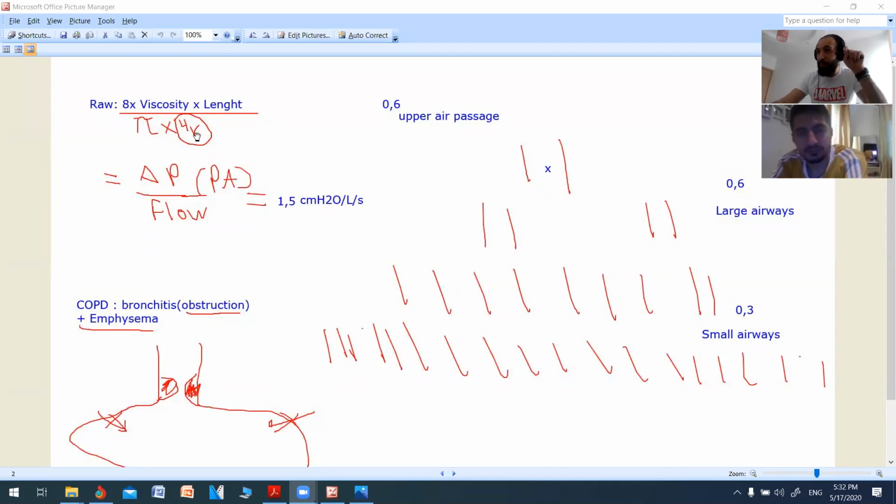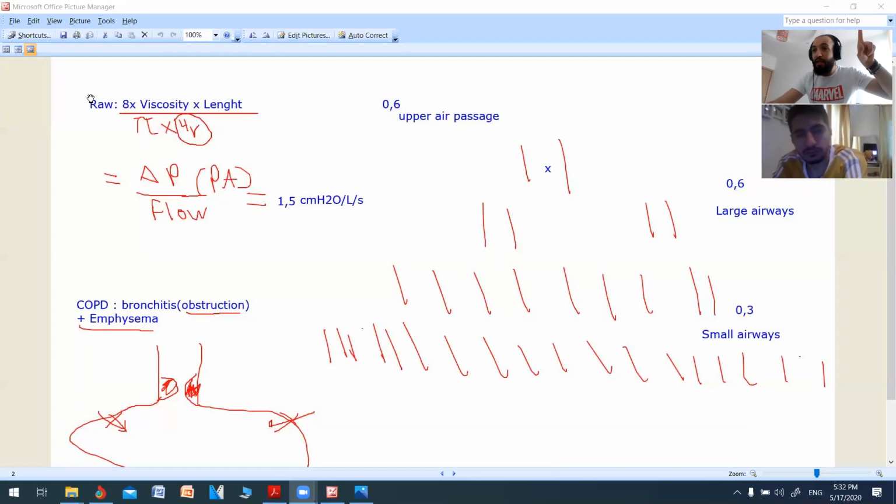The things that will modify what? The radius. So how can you modify the radius? You do bronchodilation or bronchoconstriction. If you do bronchoconstriction, what will happen to the resistance? You will decrease the radius.